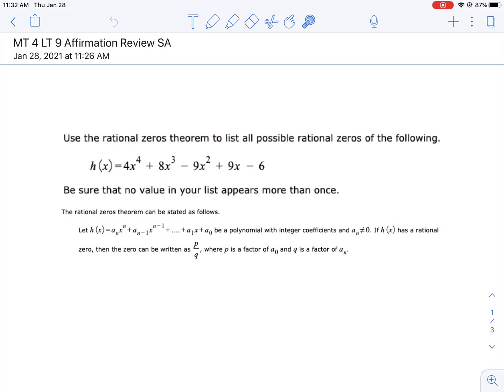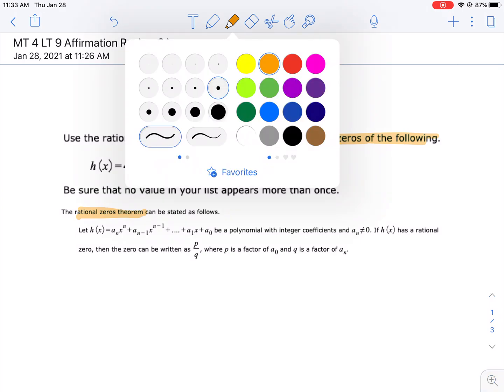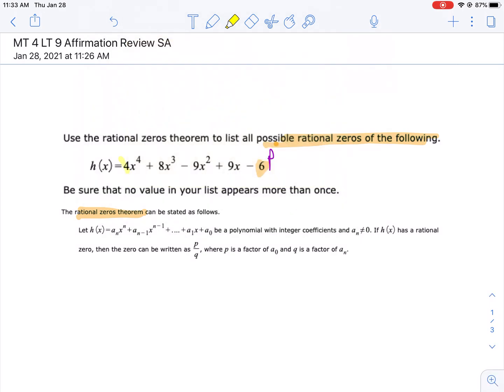The first one, I want you to list all possible rational zeros for the following polynomial. The rational root theorem says this: if you take all the factors of your constant term, which we're going to call P, and I divide that by all the factors of your leading coefficient. In this case, the leading coefficient is 4 because it's x to the fourth power. Then that's going to list all your rational roots. So let's list them out.